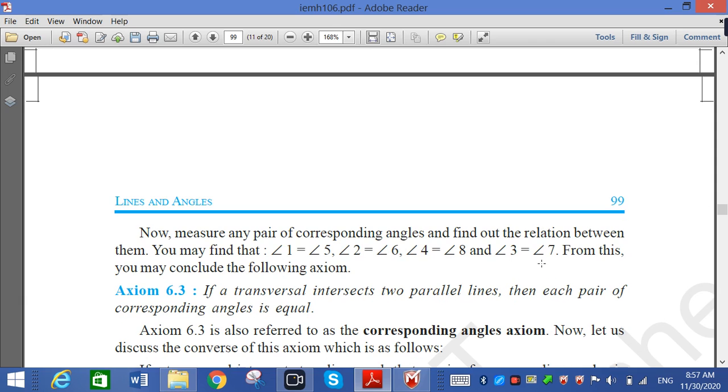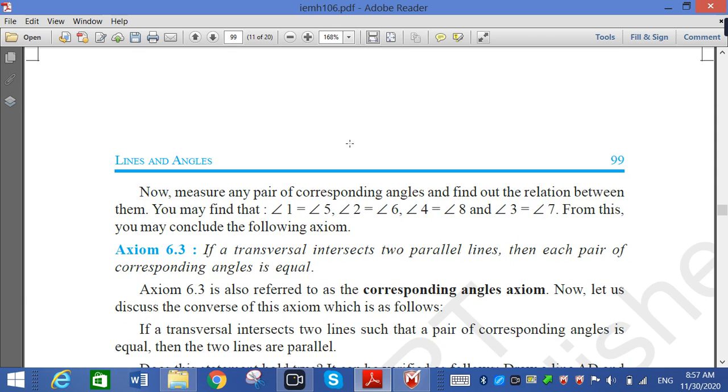Now measure any pair of corresponding angles and find out the relation between them. You will find that angle 1, the interior corresponding angles... There are 4 pairs, that is 1 and 6, 4 and 8, and 3 and 7.